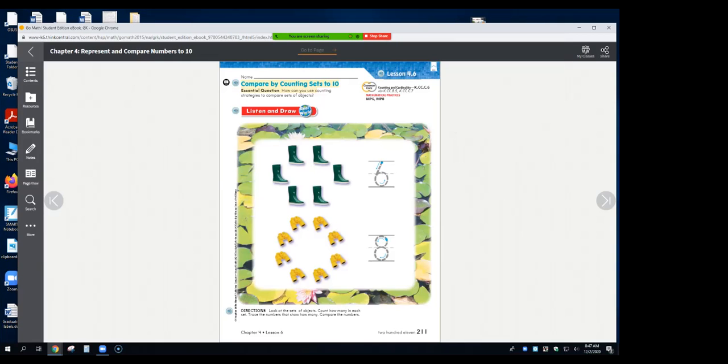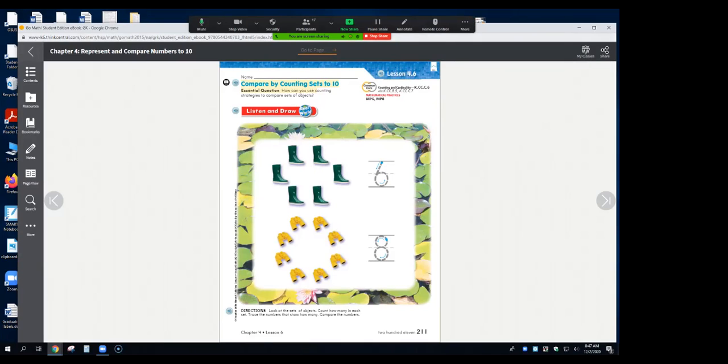Okay, so today we are going to learn how to compare by counting two sets to 10, okay? So we're gonna look at certain objects and count them. It is so important when you're counting that you're touching your objects, okay?